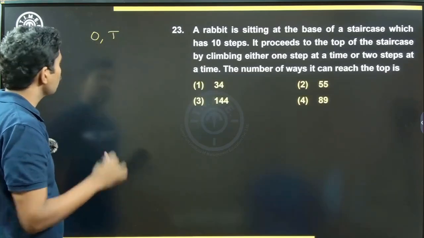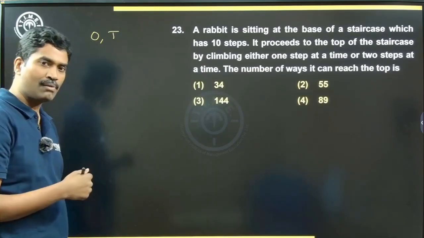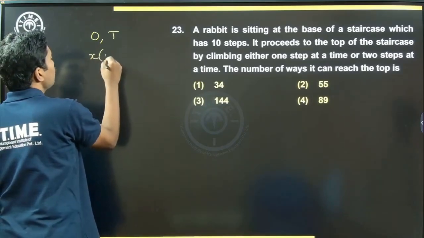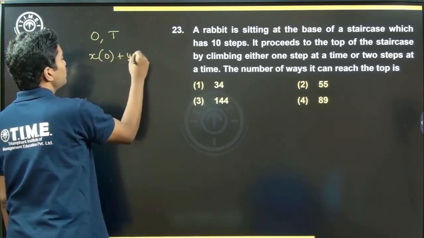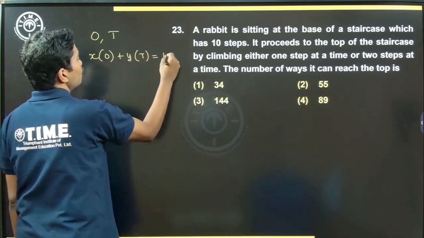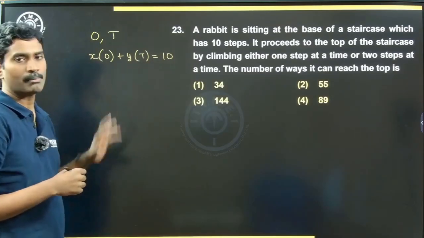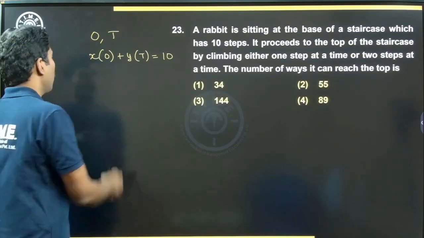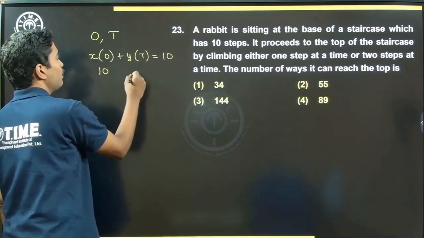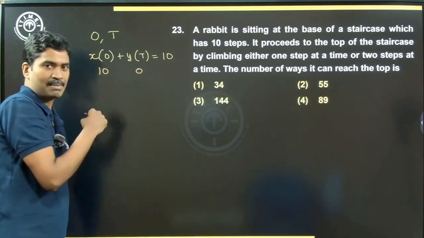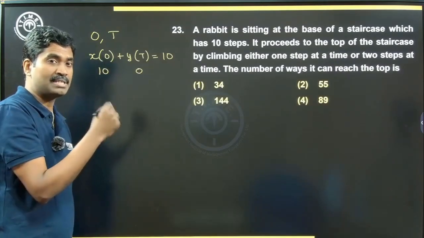All right. So can it take all single steps, all 1 steps, right? Let's put it this way. X into 1 step plus y into 2 steps is equal to total steps, which is 10, right? Total number of single steps and total number of 2 steps. Can I take all single steps? Yes, absolutely. Why not? No 2 steps. Okay. Can I take 9 single steps? 9 single steps is 9 steps.